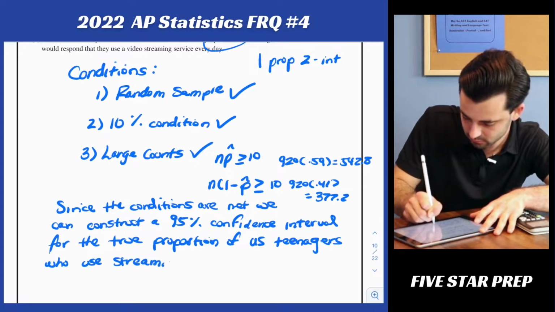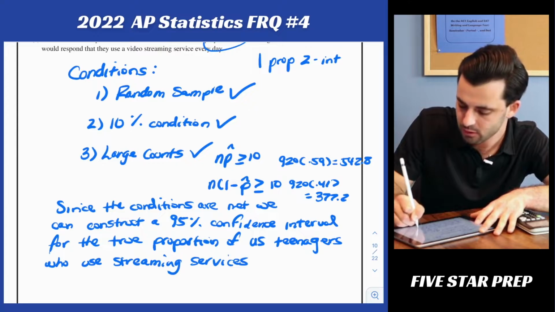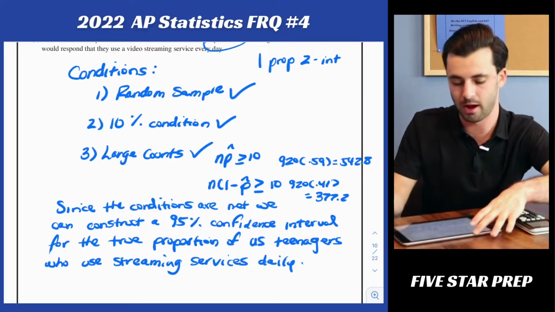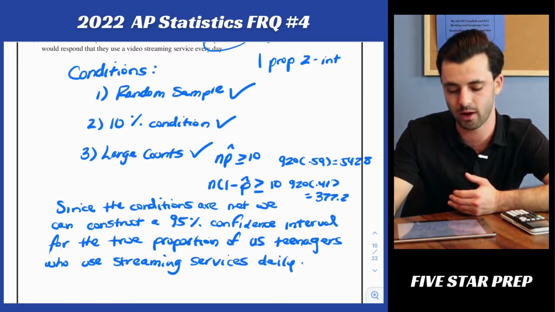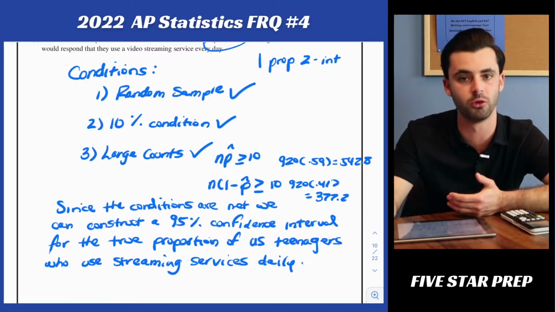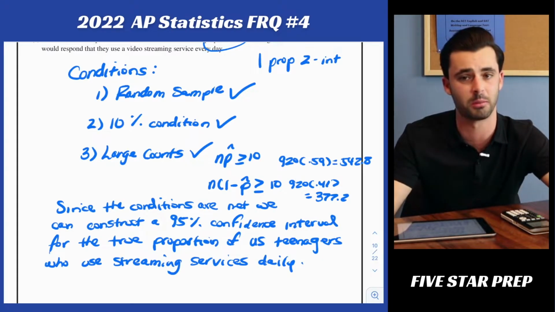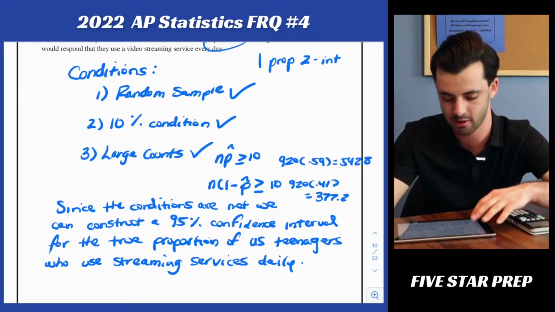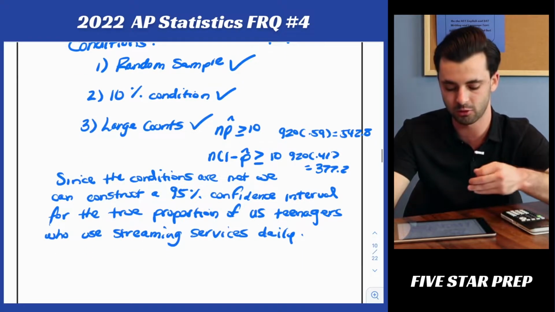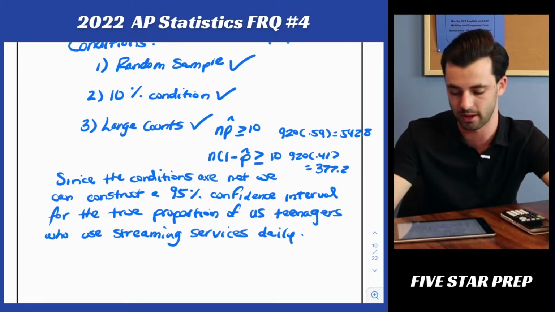Keep in mind that whenever you're doing a hypothesis test or confidence interval, you're trying to identify a value of the true proportion or the true mean. Here we're trying to relate it to the population as a whole and estimate the parameter. We already have a statistic. So again, here we're trying to take a confidence interval to represent the true proportion of all US teenagers who use streaming services daily.